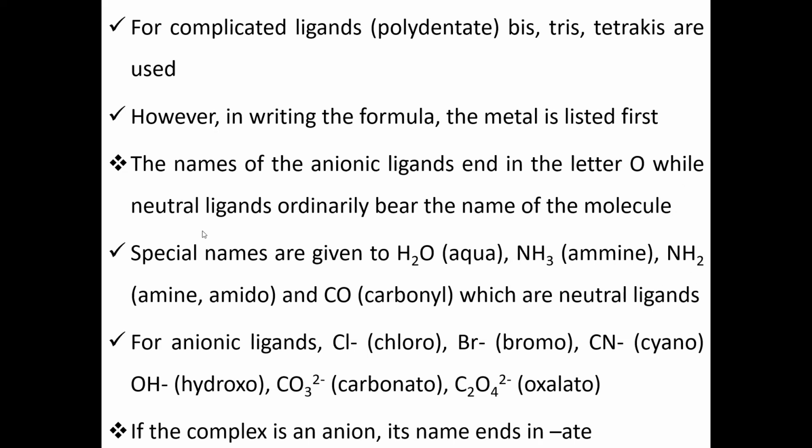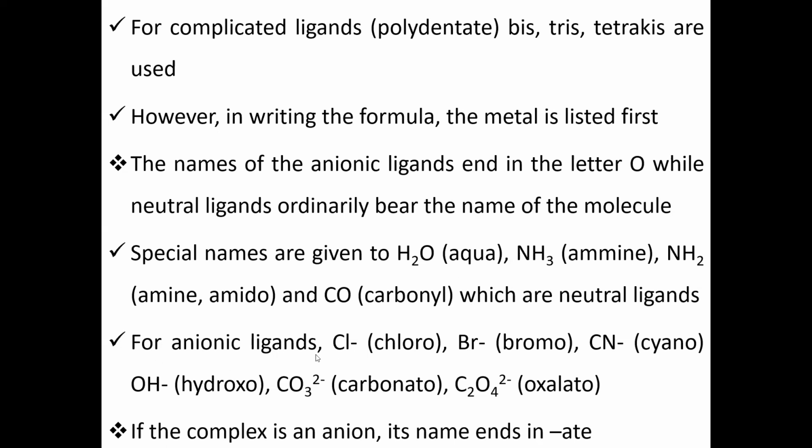Another name for the NH2 is your amido. So you can call it your amine, you can call it amido. Your CO is your carbonyl, and they are all neutral ligands. So always know your neutral ligand, because if you know your neutral ligand, it will help you to calculate the oxidation number, because for the neutral ligand, the oxidation number is 0. While for the anionic ligand, the oxidation number will depend on the charge.